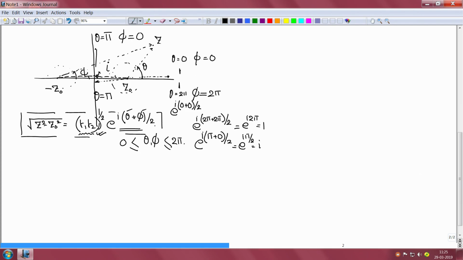But what about the angle for z plus z0? This phasor has this position, but phi is measured from the x axis above. So we go around full and come back here. So phi is equal to 2 pi at this location. Then what do I have for this e to the power I theta plus phi by 2? I have pi plus 2 pi by 2, which is equal to e to the power I 3 pi by 2, which is equal to minus I.